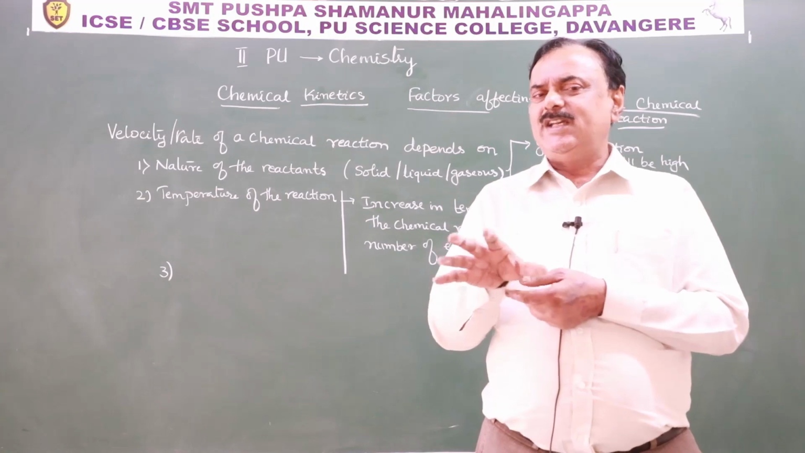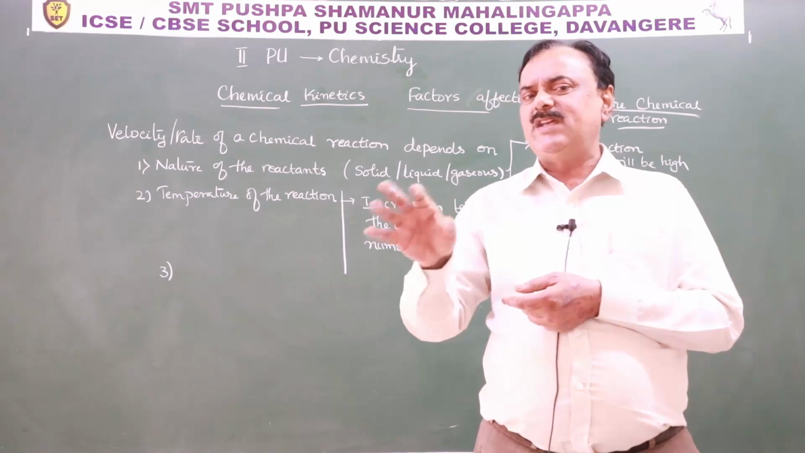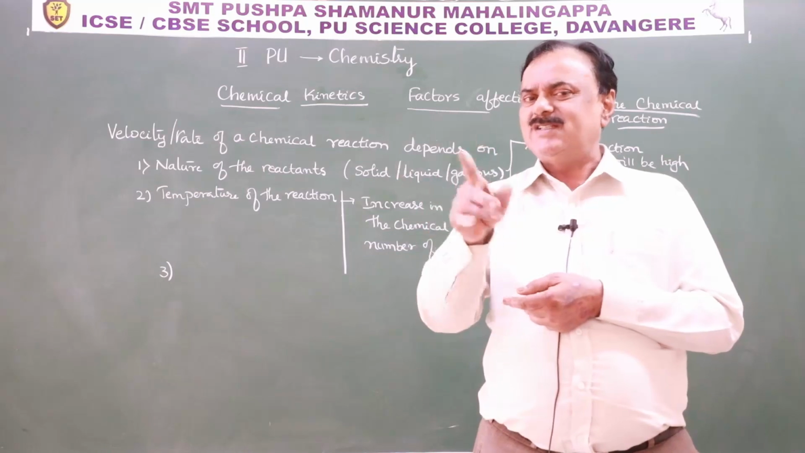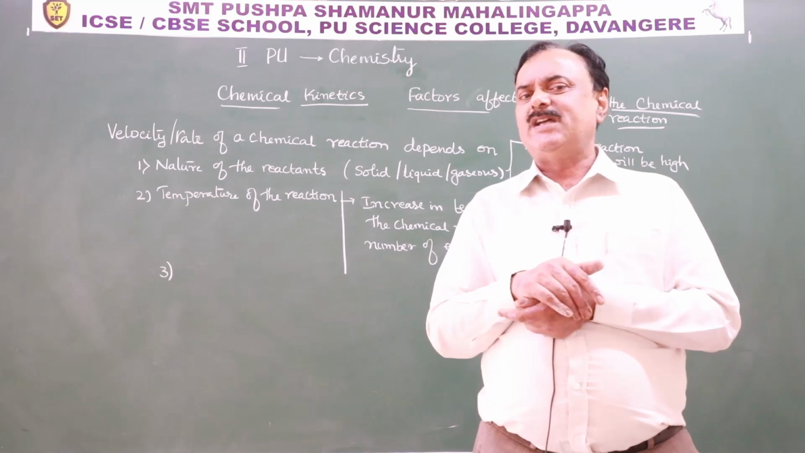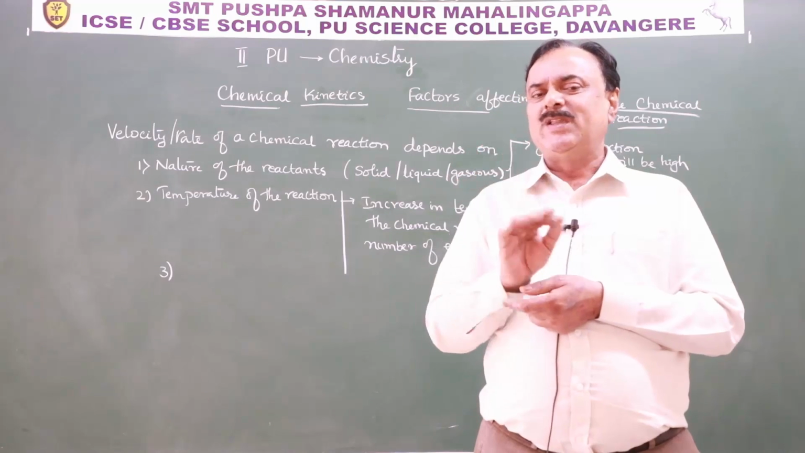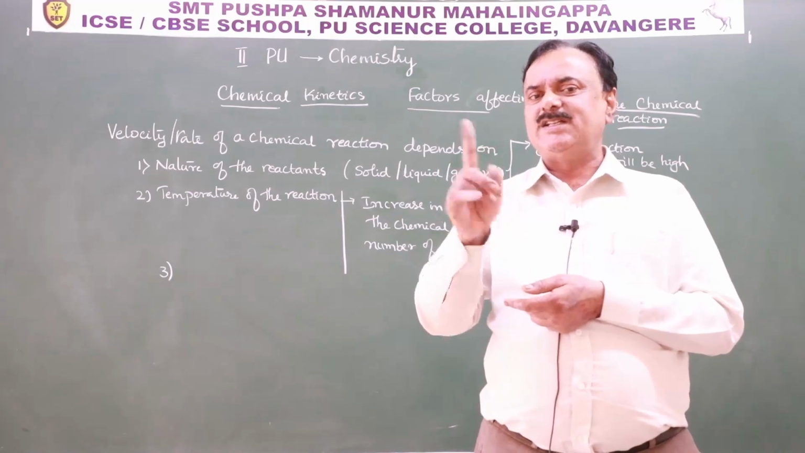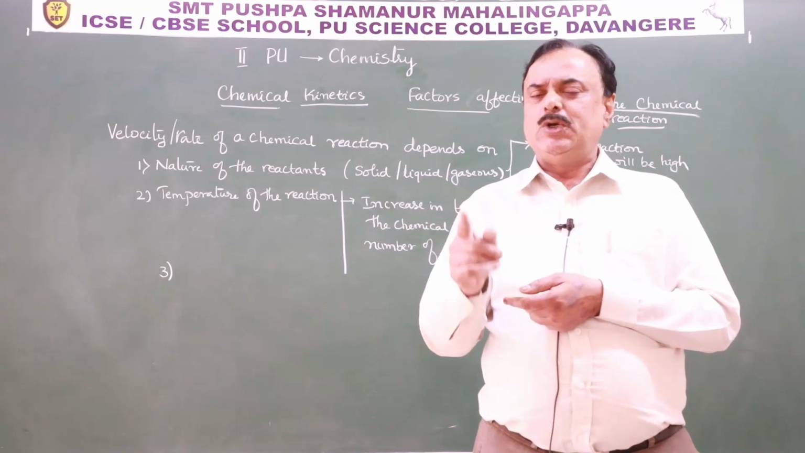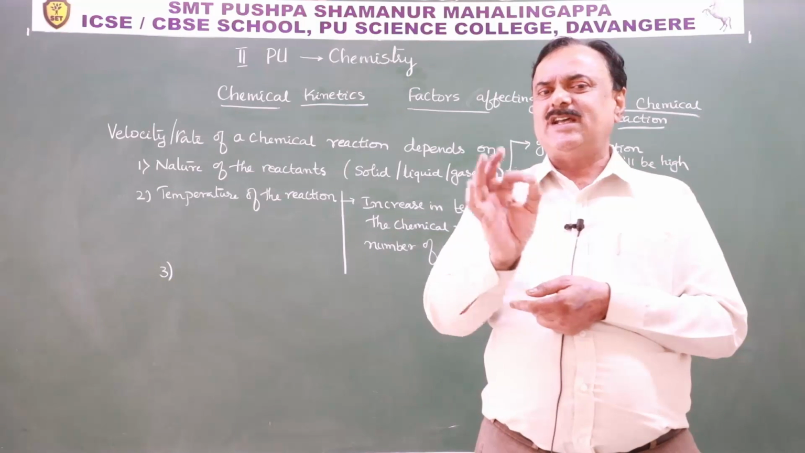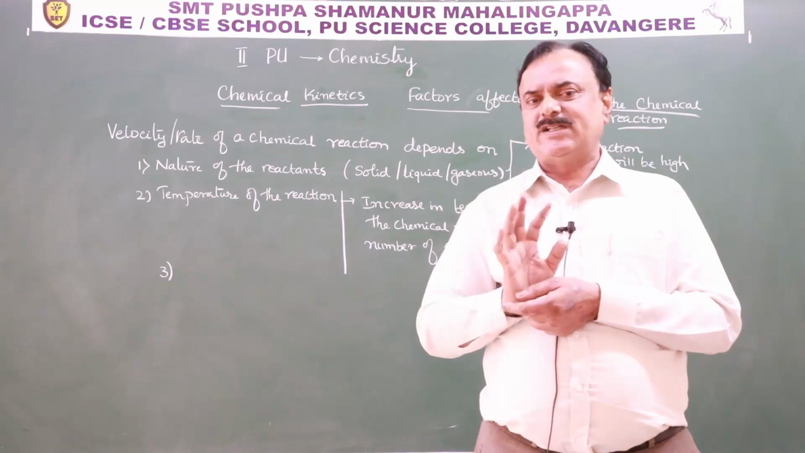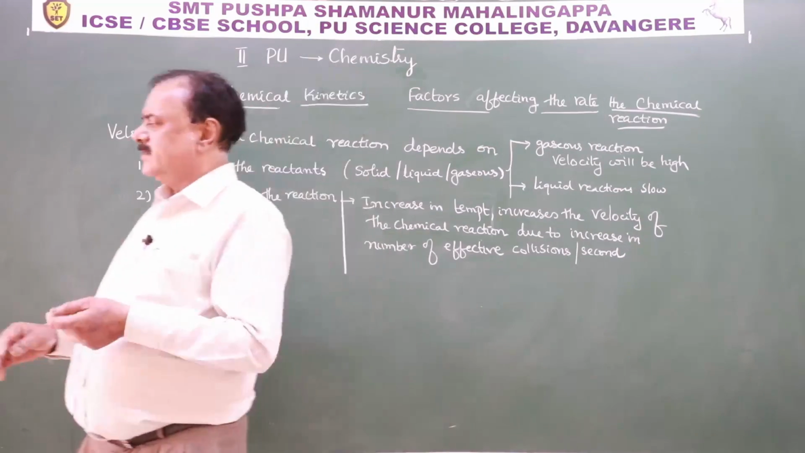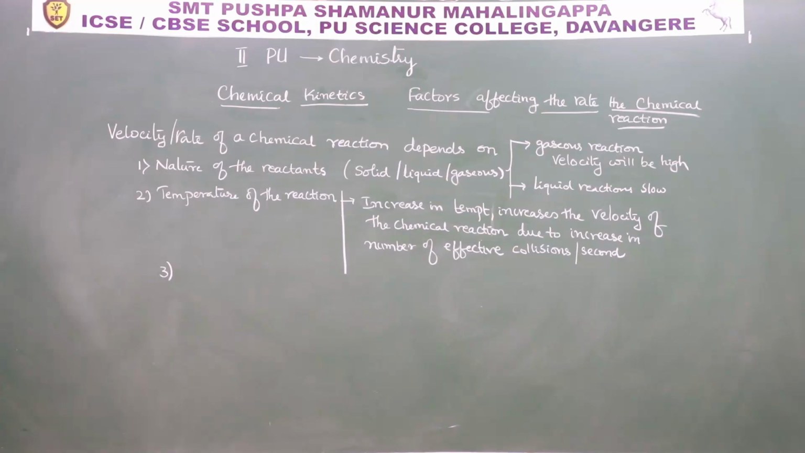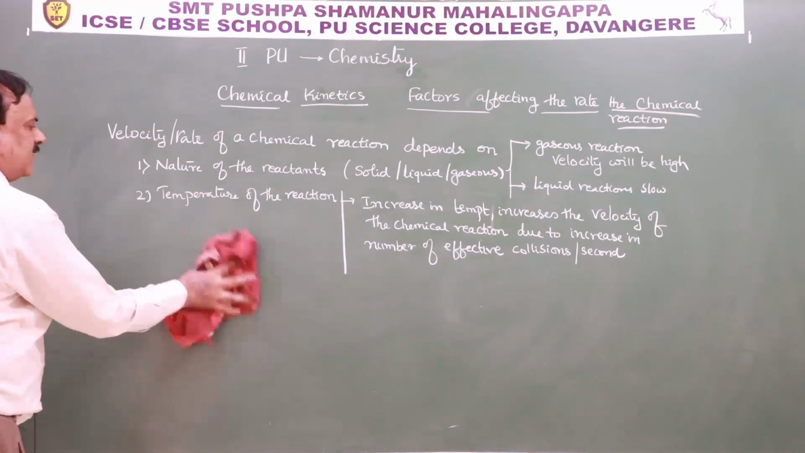That is why in the winter season, when you keep foodstuff in air, it will not spoil, but in the summer season it will spoil. That is because the velocity, the rate of the chemical reaction, depends upon the temperature value. Therefore, higher the temperature, higher the velocity; lower the temperature, lower the velocity. Velocity is directly proportional to the temperature factor. Is it clear? Okay. Then the next one, after nature of the reactant and temperature, is the concentration factor.